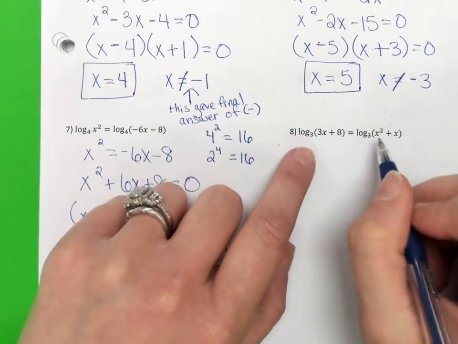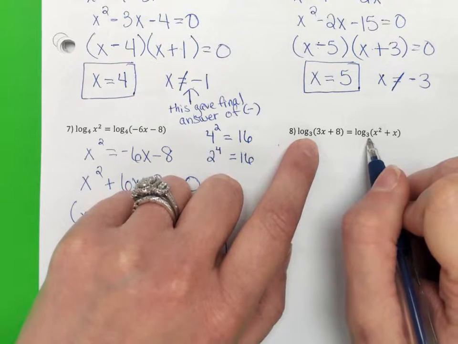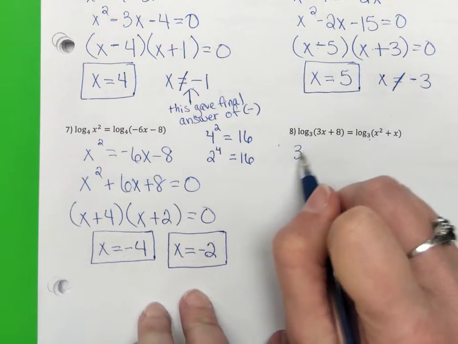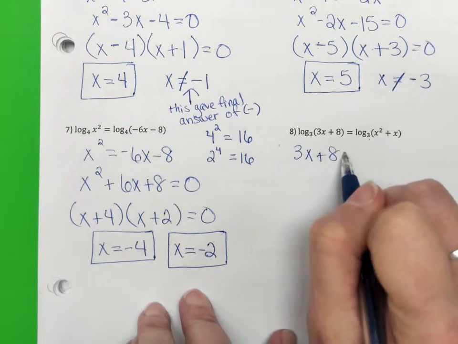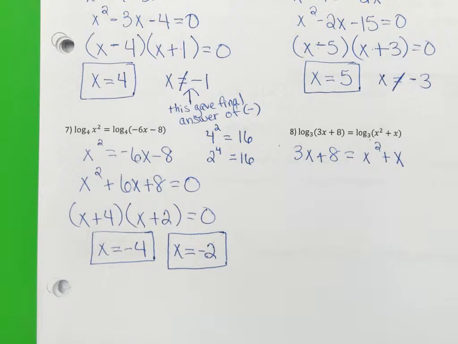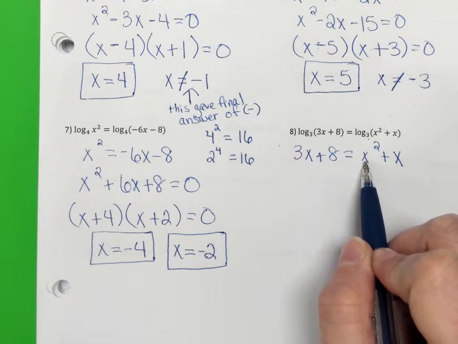All right, here we go. Last one. Look at your bases. Are they the same? Are they negative? Are they bigger than 1? Yes. So I can set 3x plus 8 equal to x squared plus x. Now, what do I want it to equal? What number? 0. And I want my leading coefficient, my x squared, to be positive.